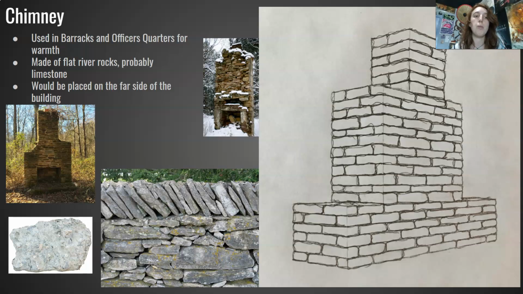And this is the chimney that would have been located against each of the officers' quarters and the barracks to heat them up. It would probably have been made of limestone, which was located in the relative area, instead of brick, because brick takes quite a bit of time to make if they would have been hand making them. And they actually built this fort quite quickly, within just a few weeks. And so they needed stone that would have been quite easy to find and quite easy to use. And as you can see, limestone is relatively flat, and so it would have been quite easy to build up into a chimney.